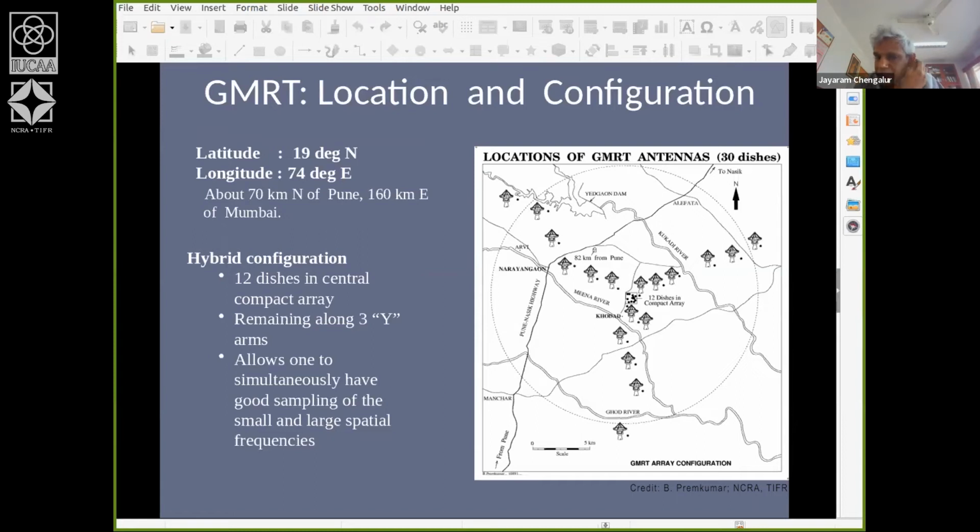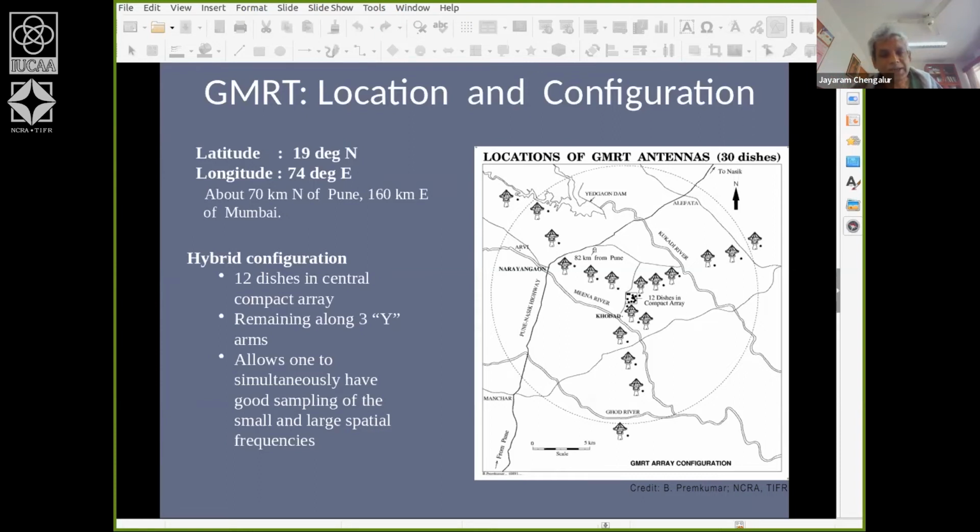So many of the newer arrays try and put their antennas in spiral arm-like configurations. There are two considerations when you are trying to figure out how to lay down your antennas on the ground. One of them is the fidelity of imaging. That is, whatever I put down on the ground will have consequences for the effectiveness with which I will sample the Fourier transform of the image, and that is an important consideration.